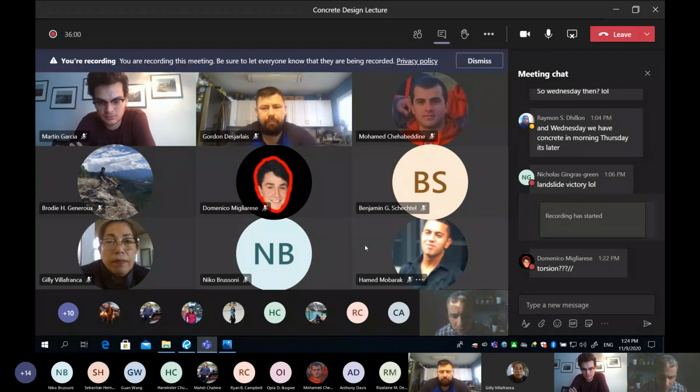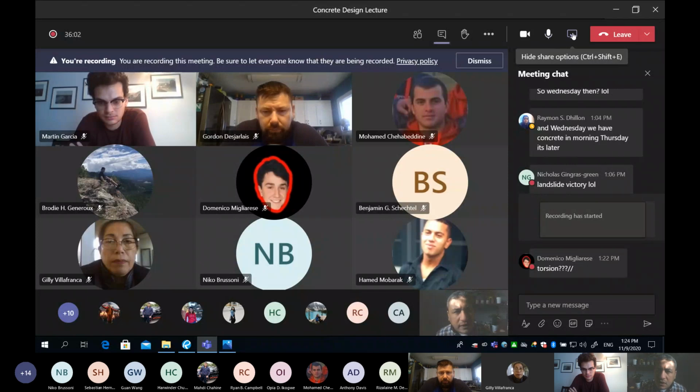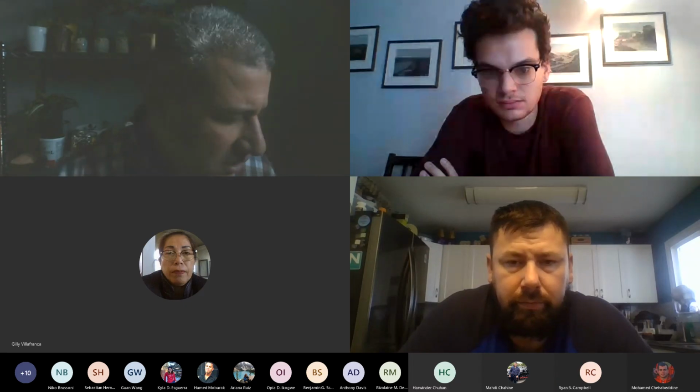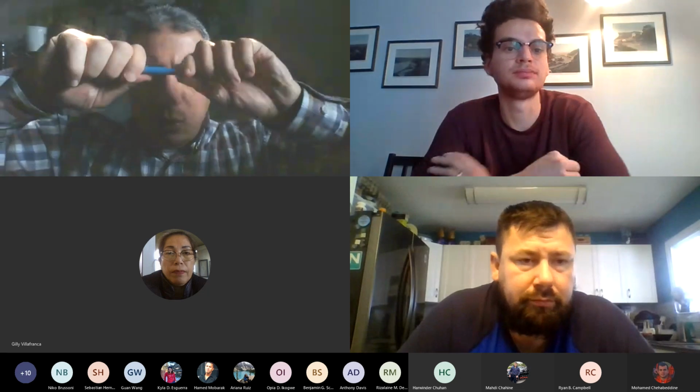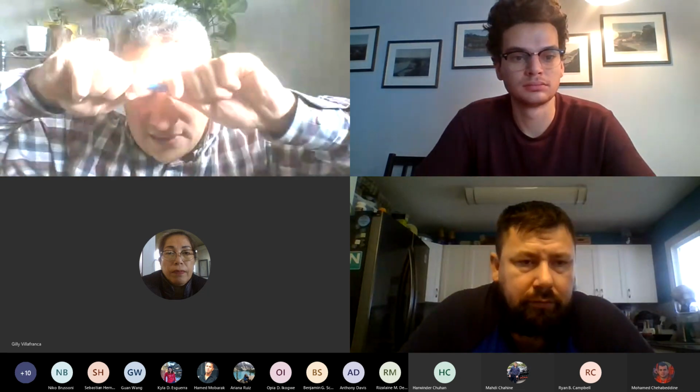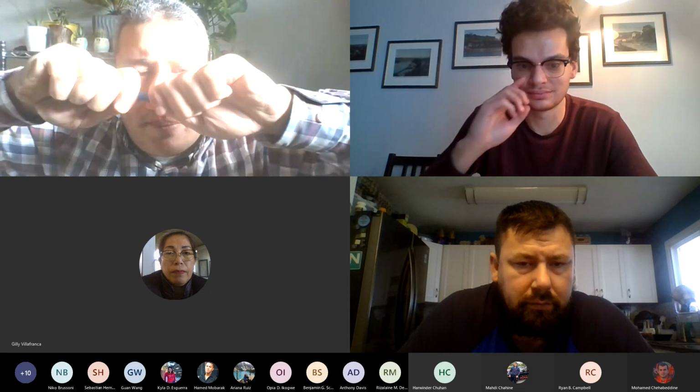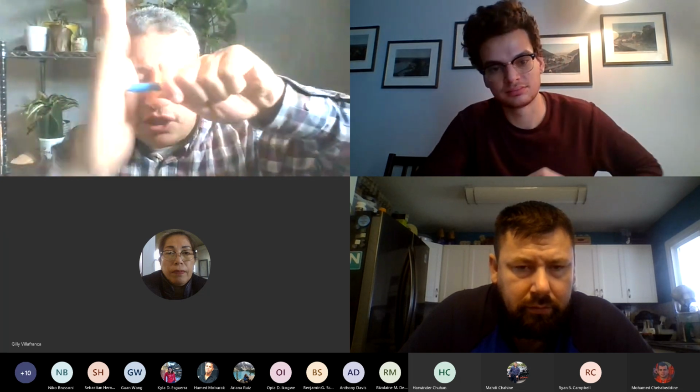Probably I need to switch off my screen and just look at my screen here. So guys, here is the bar. If I do this, see my hand, it means it is tension. If I do this, it's compression, and both of them are axial force. But if I'm trying to shear the section, that's called shear. So the shear is perpendicular to my section.